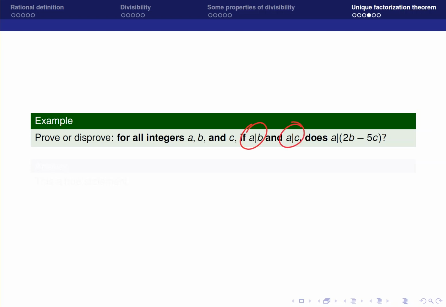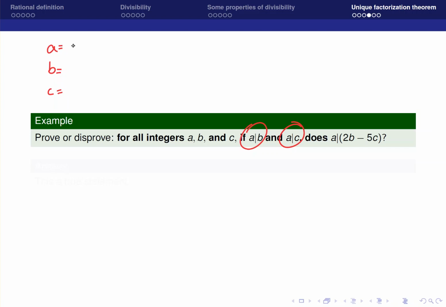Keep in mind that a/b here is not a fraction, and a/c here is not a fraction. This is not a over b and a over c. This is a slash b, which means a divides b, or in other terms, b is a multiple of a. So if you chose a number a that divides b and a number a that divides c, will it necessarily be true that a is going to divide 2b minus 5c?